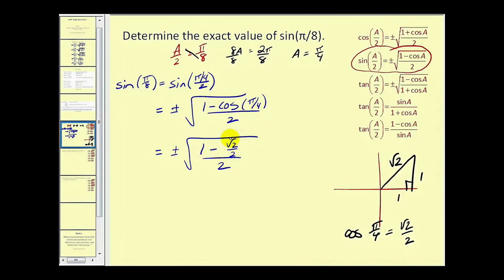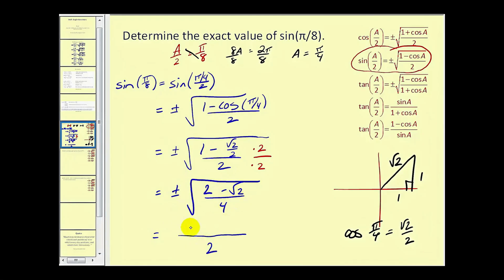Now let's clear the fractions in the numerator. So we're going to multiply the top and the bottom by positive 2 underneath the square root. When we do this, we'll have 2 times 1, that'll give us 2, minus square root of 2 divided by 2 times 2, which is 4. Our last step, since pi over 8 is in the first quadrant, we know our function value will be positive. Next, the square root of 4 would equal 2, and then our numerator does not simplify. And we have now found our function value that we were looking for.